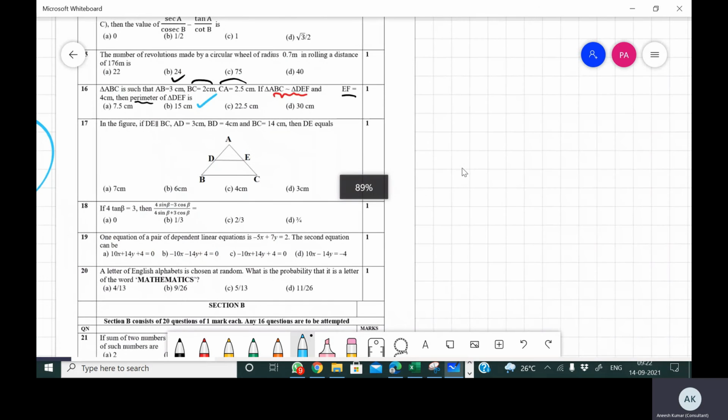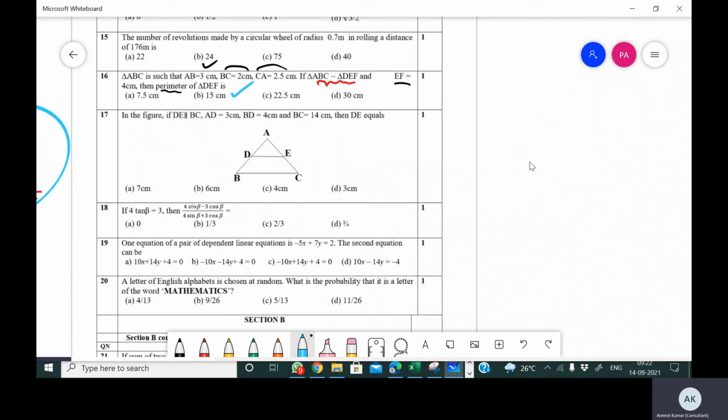Okay, look at the diagram. Okay, from the question itself we can solve. Here they are asking about DE. Okay, and also it is told this DE is parallel to BC. DE is parallel to BC. Okay, these are the two things. One thing is what is asked here. They asked us to find DE.